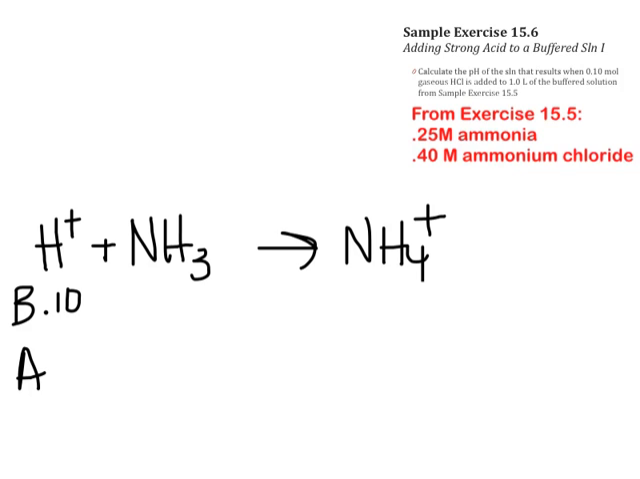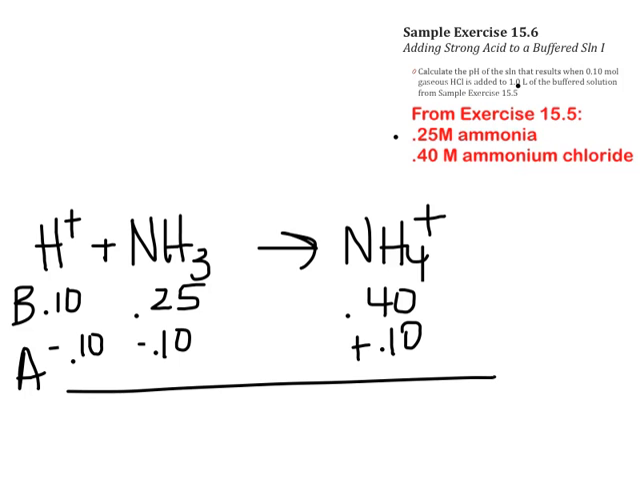The moles of ammonia is 0.25 times 1 liter. 0.25 times 1 is 0.25. Ammonium ion is 0.4 times 1, which is still 0.4. So I'm going to consume the hydrogen ions over here and add 0.1 moles of ammonium over there. So afterwards, I have no hydrogen ions left, which is good because my pH won't change by much. And then I have 0.15 moles of NH3 left and 0.50 moles of ammonium ion left.